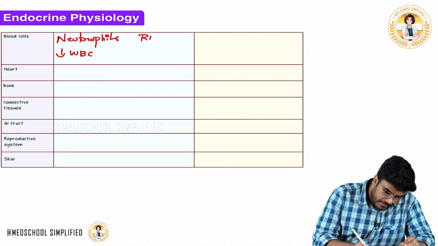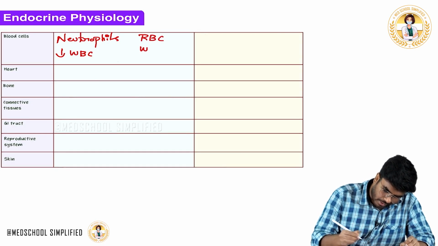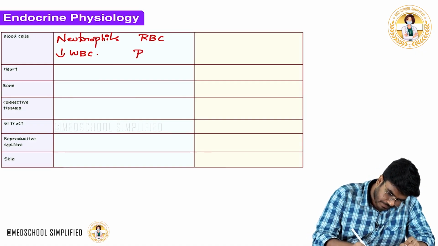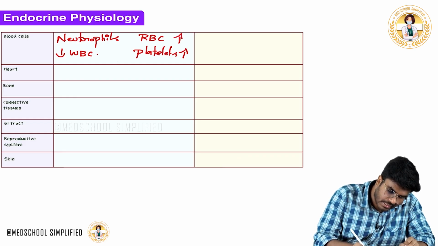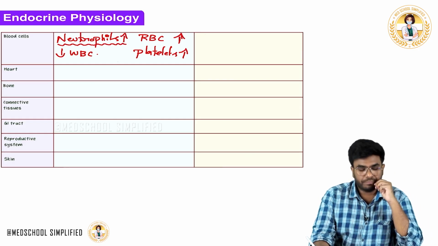When I talk about the RBC and platelets, what happened to the RBC and platelets? They are increased. Platelets are increased, RBCs are increased, and neutrophils are increased. There is a neutrophilia. Okay, neutrophilia when you have cortisol.